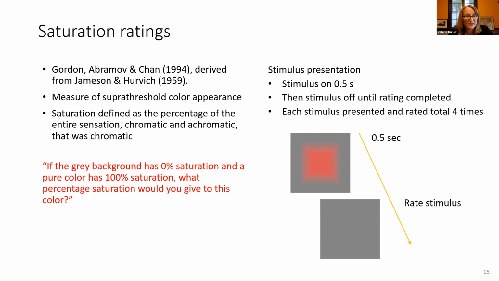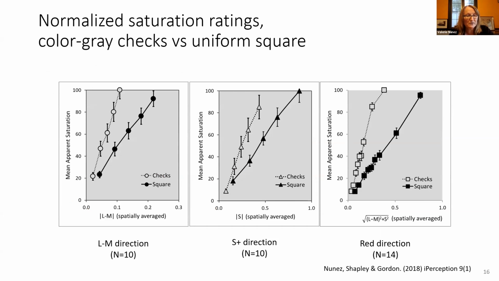Looking at the saturation ratings as a function of contrast, we have one plot per color direction. The checkerboard response is the open symbols, and the filled symbols represent the responses to the uniform square. Here, the spatially averaged contrast is equivalent for the color gray checks and the uniform square.